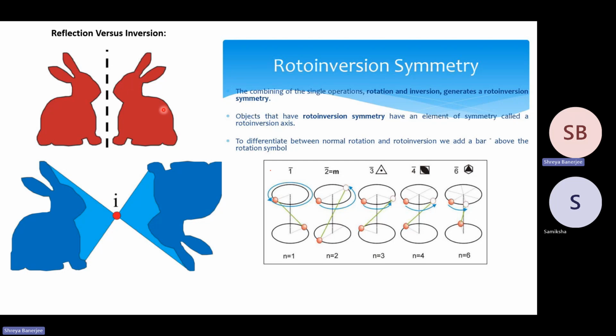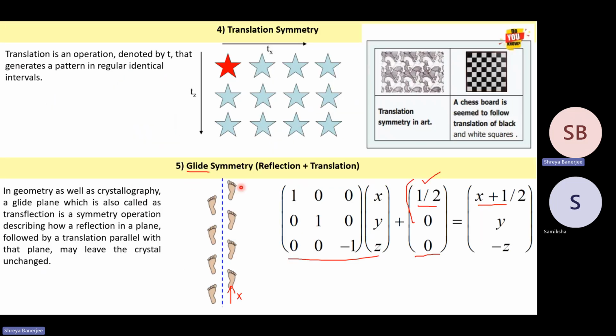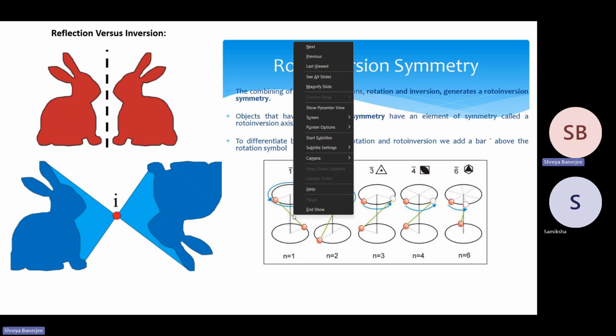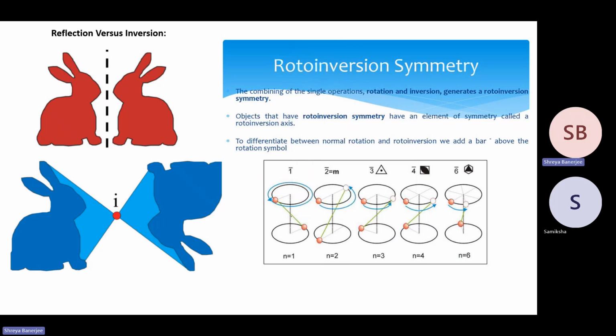And if you combine these operators, like glide was a combination of reflection plus translation, if you combine rotation plus inversion, you will get something called roto-inversion. So when the roto-inversion axis is 1, that means there is no rotation. You are just inverting the molecule, so the inversion center is here. You are passing it through the inversion center and moving an equal distance in the opposite direction.